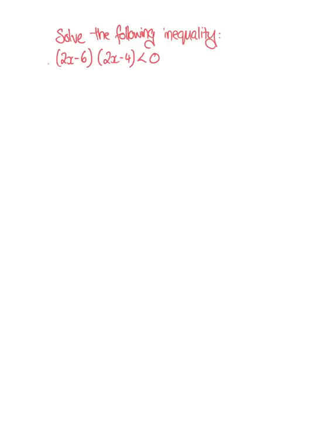Okay, so solve the following inequality. Because we already have it factorized, we don't have to factorize it. We can just solve for x. By the null factor law, x could equal 6 over 2, which is x equals 3, or rearranging this one, x could equal 4 over 2, or x equals 2. So we've got our two x-intercepts there.